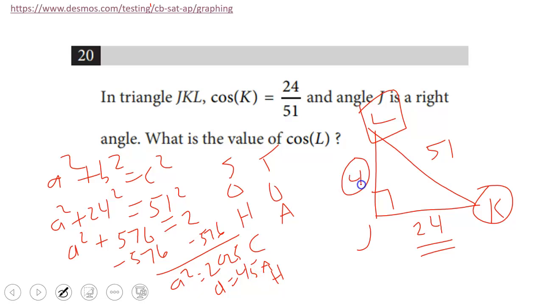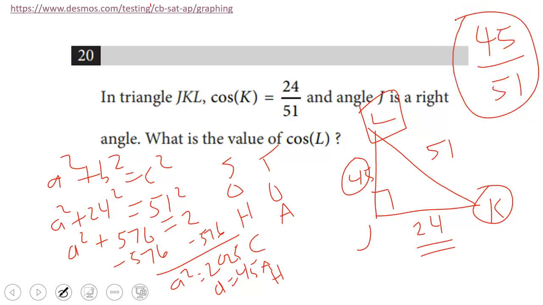All right, so this is 45, which makes the cosine of L be adjacent over hypotenuse. So we've got adjacent over hypotenuse, so it's 45 over 51. That's our answer. Okay, so just know your trig functions, what each of these are, and how to do the Pythagorean theorem.